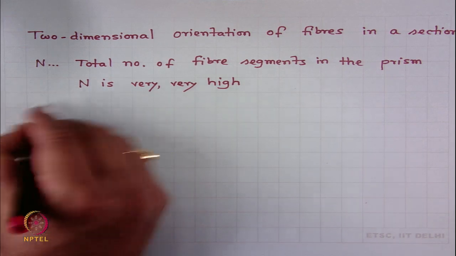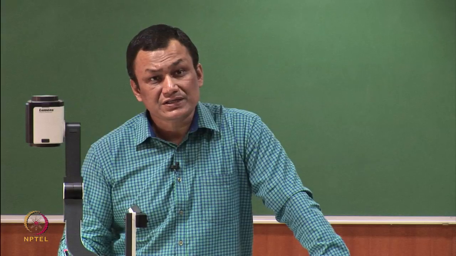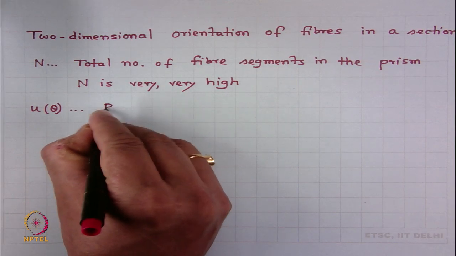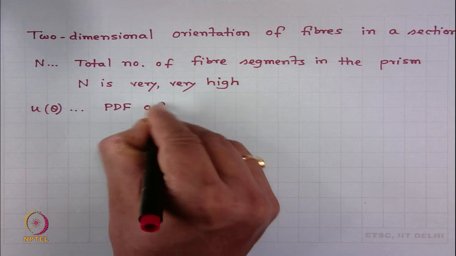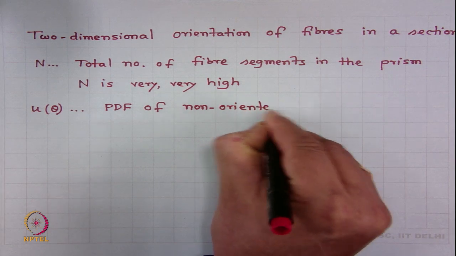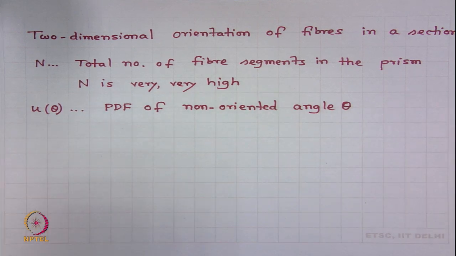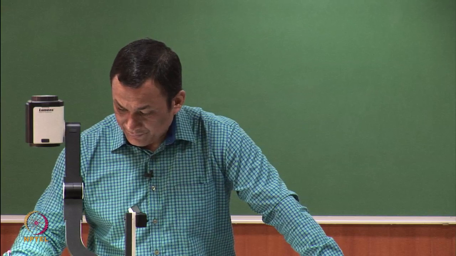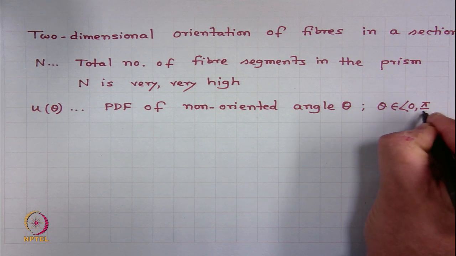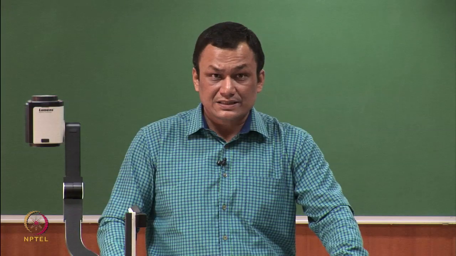What is u theta? U theta we learned in the last class. This is the probability density function of non-oriented angle theta. What is non-oriented angle? That we have discussed in the last class. Theta is lying from 0 to pi by 2. This we have extensively discussed in the last class.